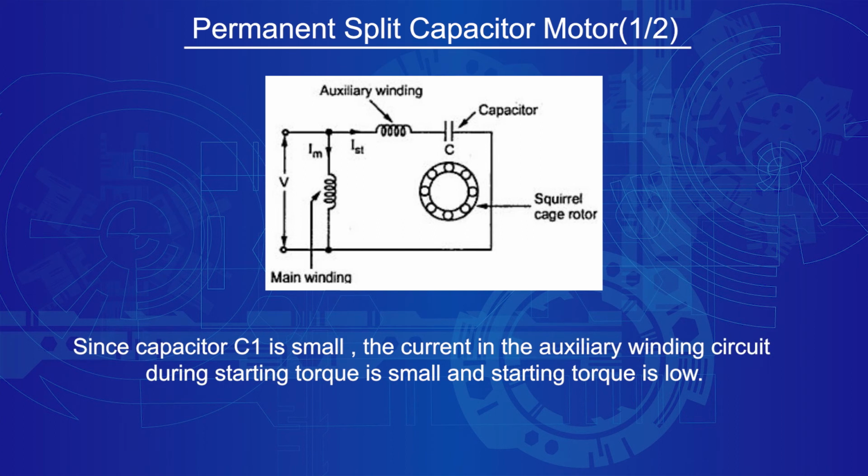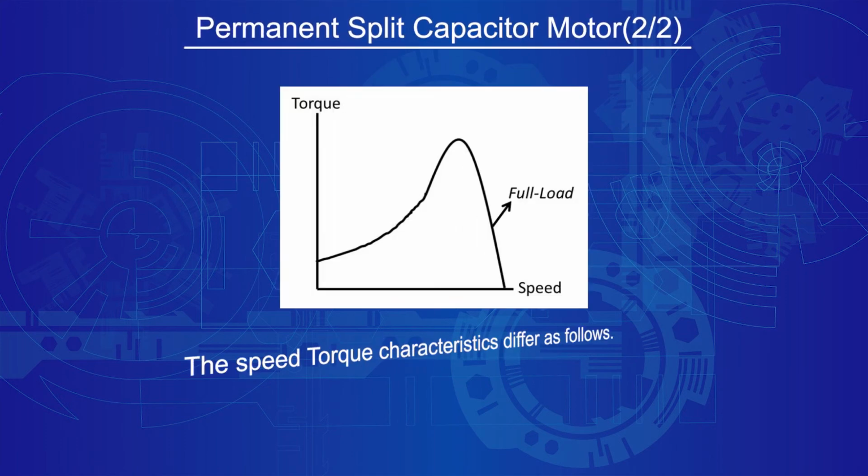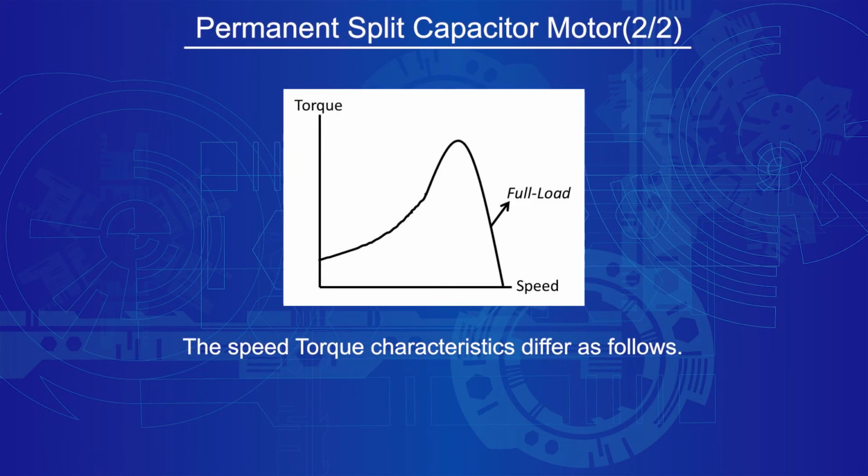Since the capacitor is small, the current in the auxiliary winding circuit during starting is small and starting torque is also low in comparison to the capacitor start and capacitor run motor. So, if we draw a speed torque characteristic, we can have a view that it has got a low starting torque, low full load torque, and this motor is used where there is a requirement of a low full load torque.